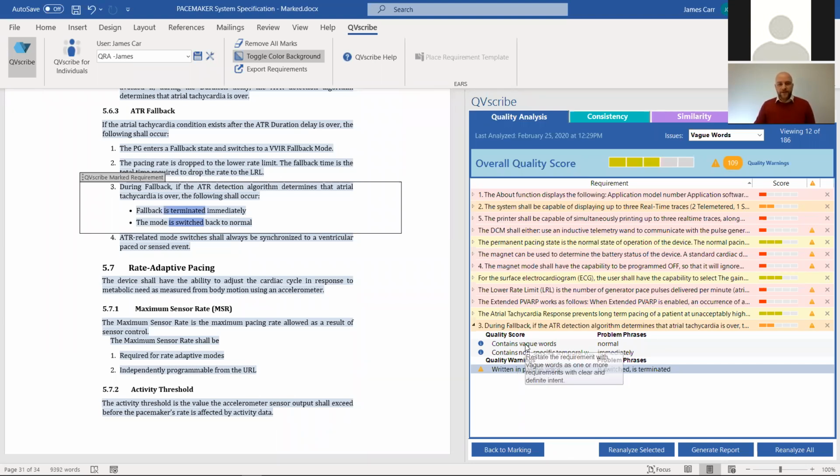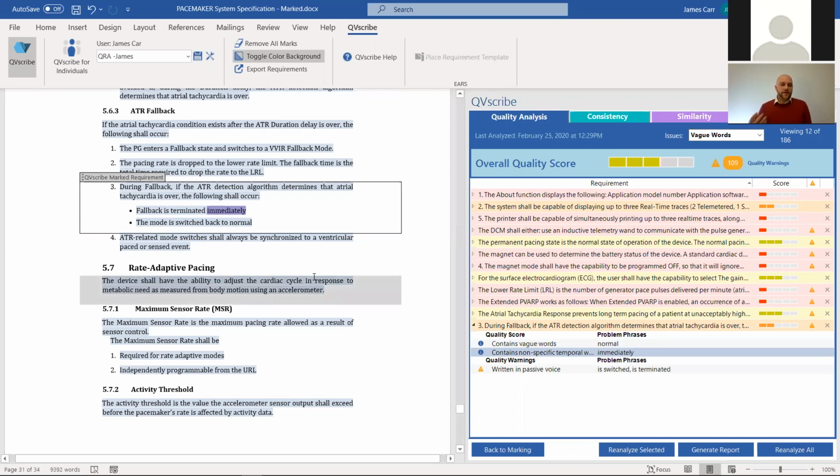So moving on to the other issues that are here, we have "immediately." So, "fallback is terminated immediately." If this is a non-functional or functional requirement where you're describing the behavior of the system and not actually the performance of it, you don't need to get into time constraints. You're not actually talking about how you'll verify this requirement. So by adding that word immediately, you're giving the illusion that there's some sort of performance metric here, when really you're not being specific enough to ask for that, but you're going to give the impression that there is a time constraint here.